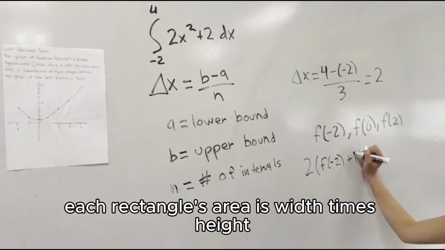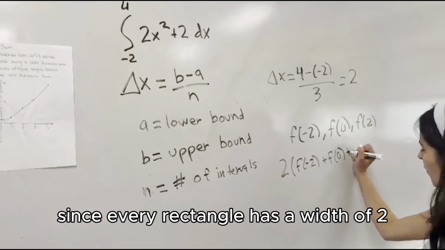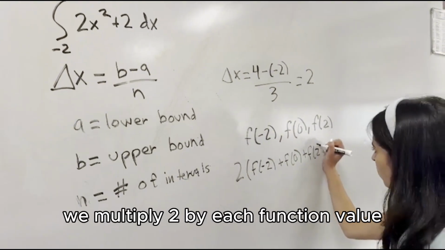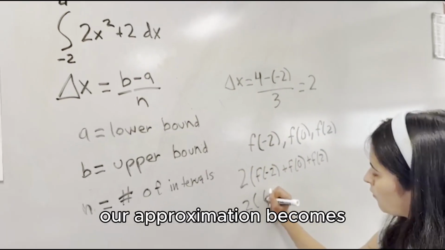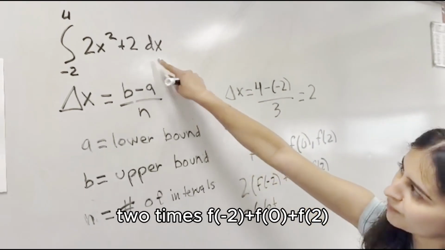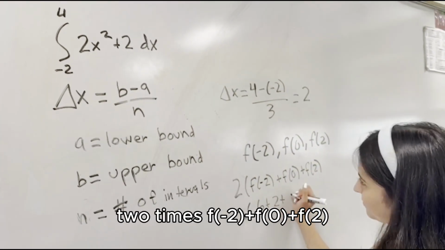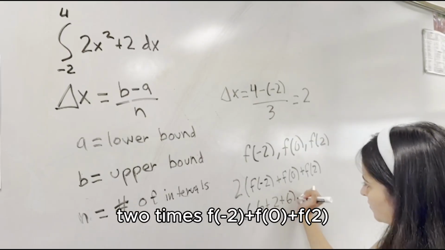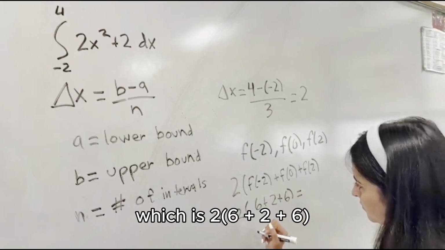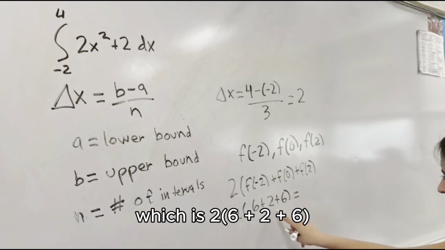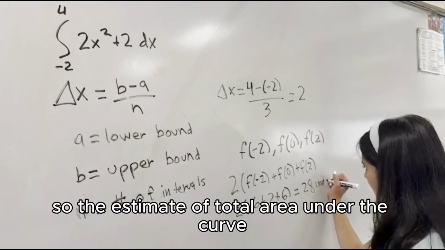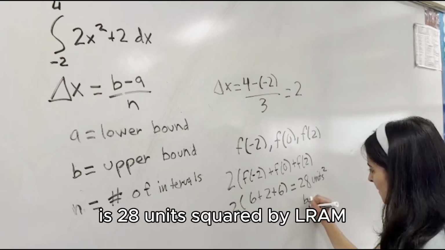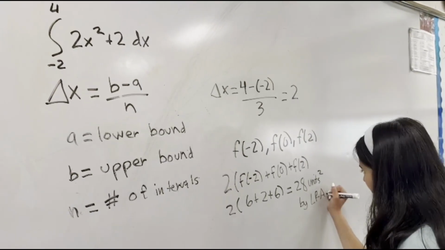Each rectangle's area is width times height. Since every rectangle has a width of 2, we multiply 2 by each function value and add them together. So our approximation becomes 2 times (f of -2 plus f of 0 plus f of 2), which is 2 times (6 plus 2 plus 6). So the estimate of total area under the curve is 28 units squared by LRAM.